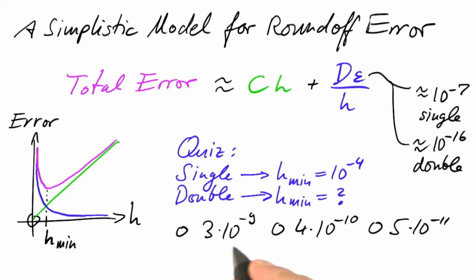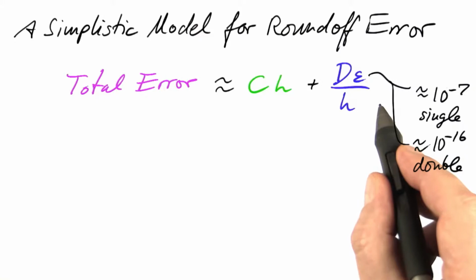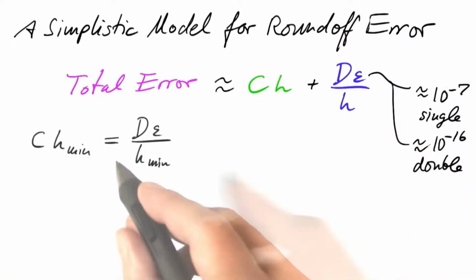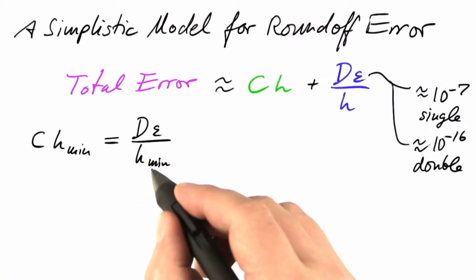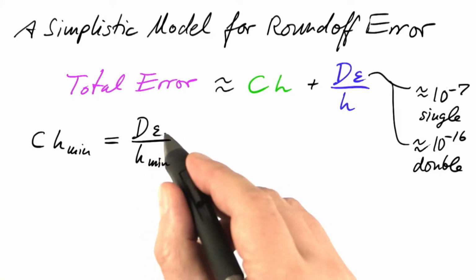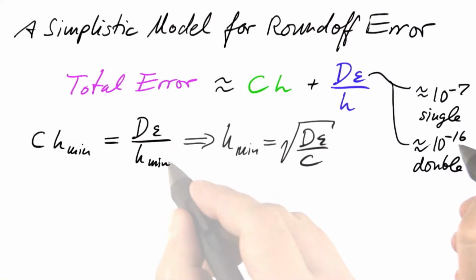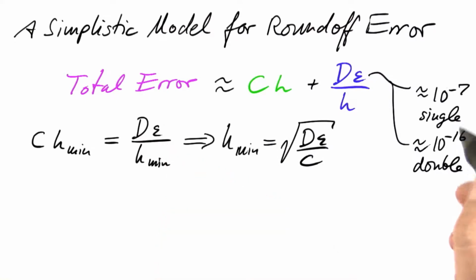It's 3 times 10 to the minus 9. Let me show why. At the minimum, both contributions are equal. I'll explain why that is so in a second. So we find that the constant c times the value h minimum equals the constant d times epsilon over h minimum, from which follows that h minimum is the square root of d epsilon over c.